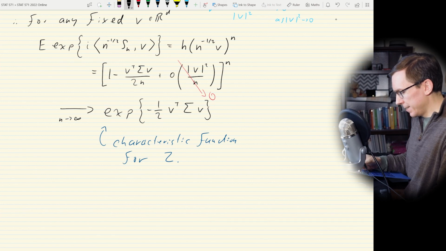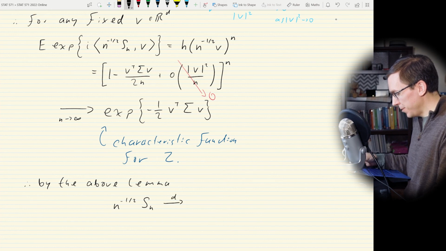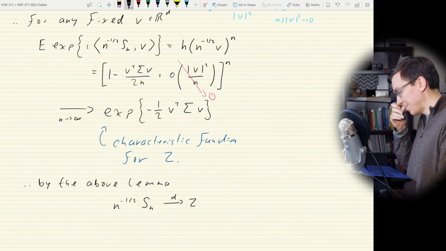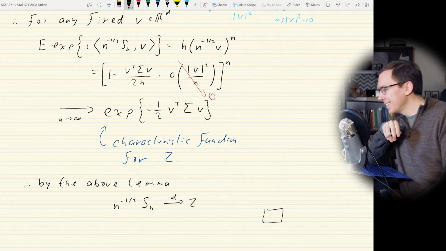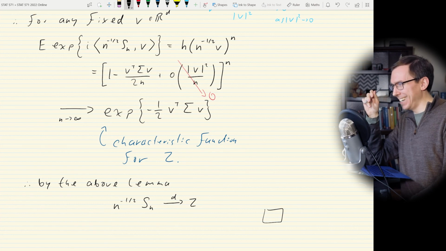Thus, by the above lemma, what do we have? We have that n to the minus 1/2 Sn converges in distribution, weak convergence of measure, to z. Standard, or not standard, just a Gaussian with a specific covariance matrix. QED, we're done. Look at that. That was record time for one of these probability and measure lectures.